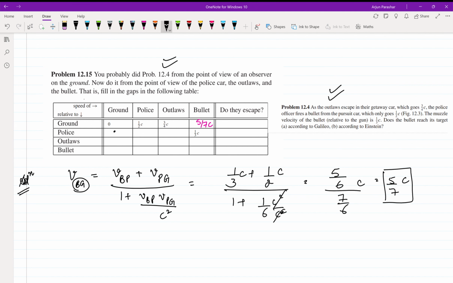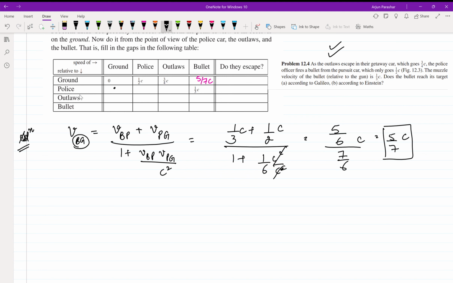Now calculating further the value of the speed of the ground with respect to the police. So the speed of the police with respect to the ground is just the negative of the speed of the ground with respect to the police, so minus 1 by 2c. Now coming to the speed of the police with respect to police, so a person in his own reference frame is zero. That we very well know from our special theory of relativity.